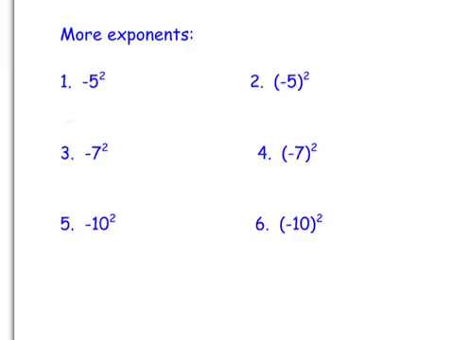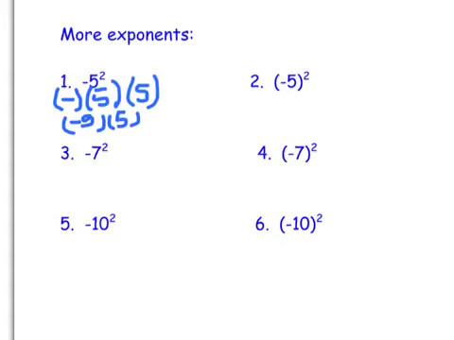So number 1, what this means is that, because we don't have parentheses, you're going to multiply a negative, put parentheses around it, 5 times 5. Okay, so this negative times 5 would give me negative 5. That would give me negative 5 times 5. And we know a negative times a positive is what? A negative. So that would give me negative 25.